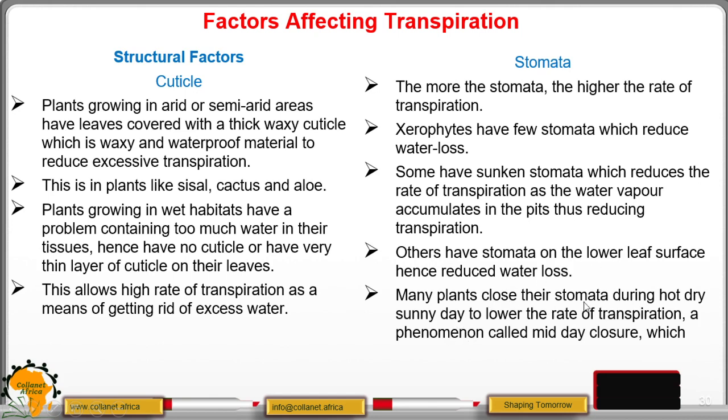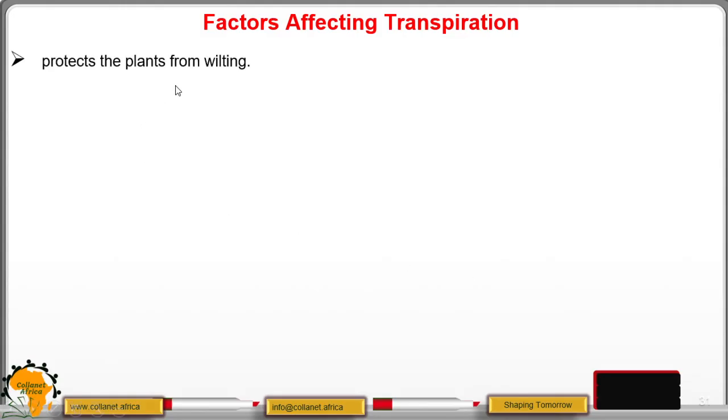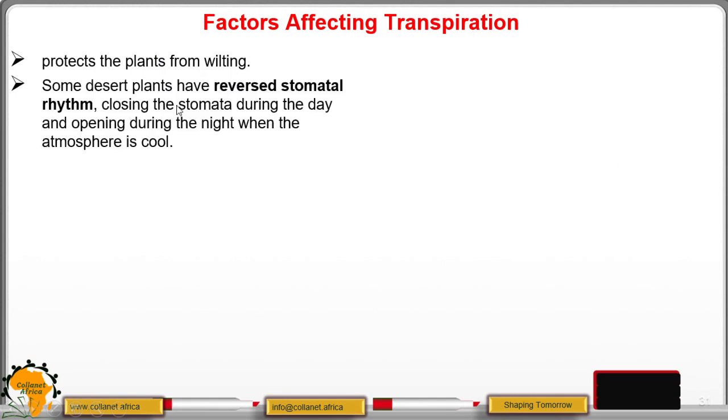So many plants close their stomata during a hot, dry, sunny day to reduce the rate of transpiration, and that is what we call midday closure, which protects the plant from wilting. Some desert plants have what we call reversed stomatal rhythm, that is closing the stomata during the day and opening during the night when the atmosphere is cool. This helps them to conserve water in their tissues.